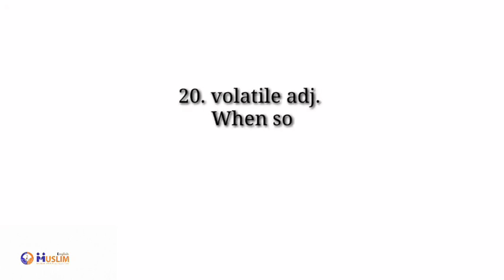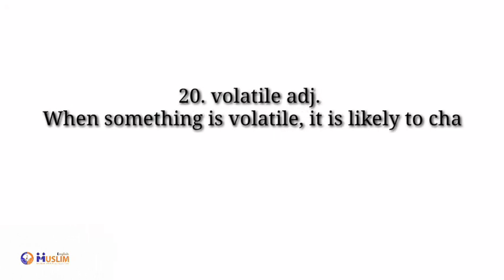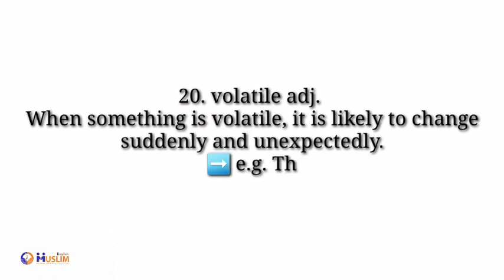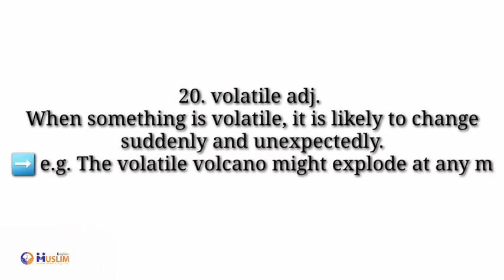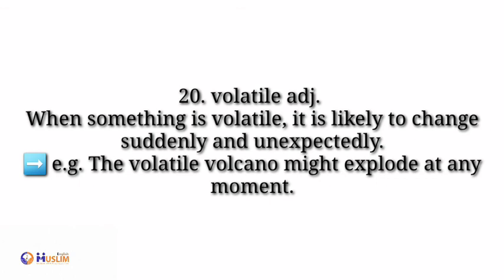Number 20. Volatile. Adjective. When something is volatile, it is likely to change suddenly and unexpectedly. Example: the volatile volcano might explode at any moment.